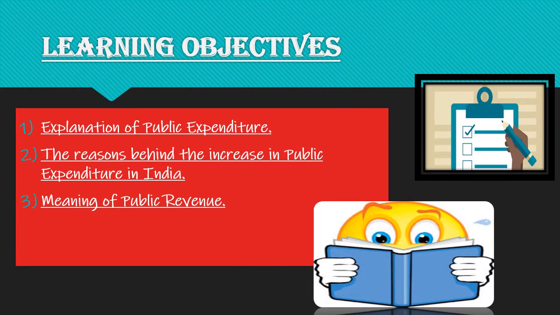Have a look at the concepts which you are going to learn today from the video. The first concept will be public expenditure. You will learn this in detail, the meaning and the types or classification. The second is one important topic, the reasons behind the increase in public expenditure in India. First you will understand the meaning of public expenditure, then you will learn what the basic reasons are that public expenditure is increasing in India. And the third one is the meaning of public revenue.